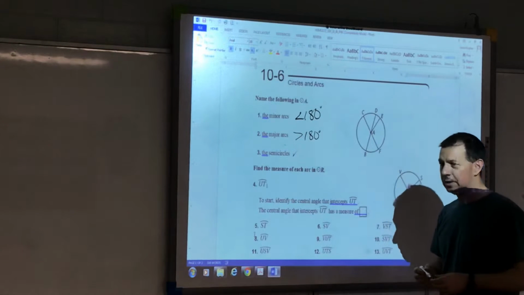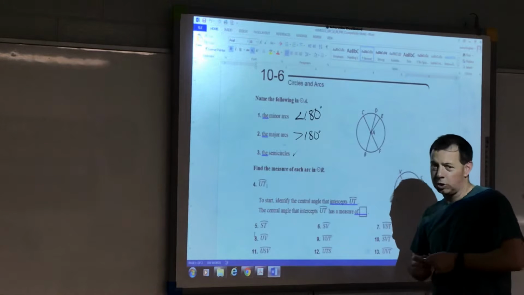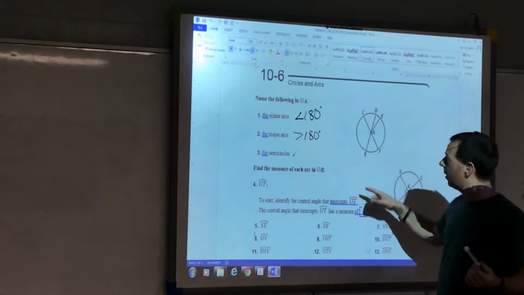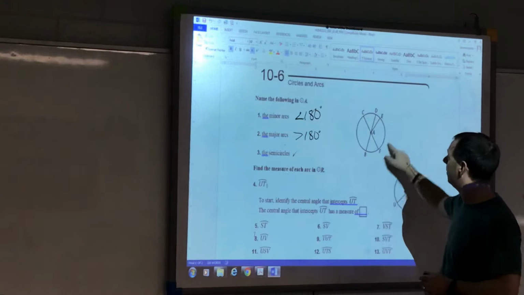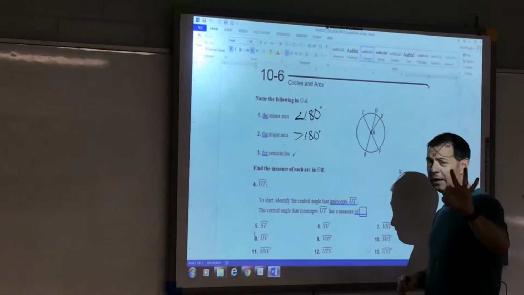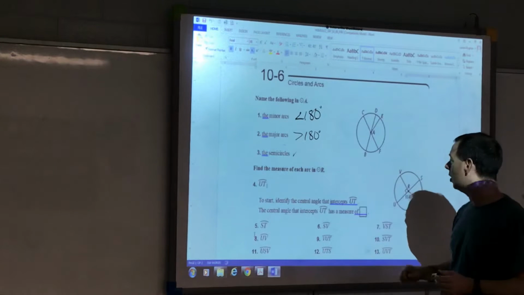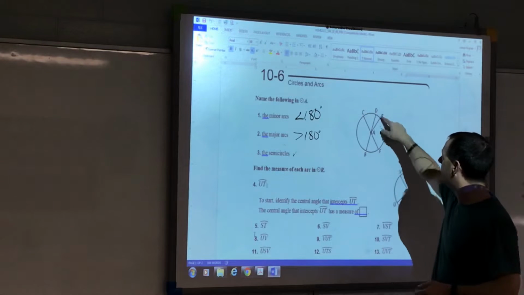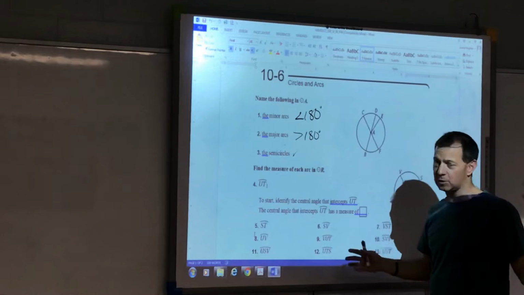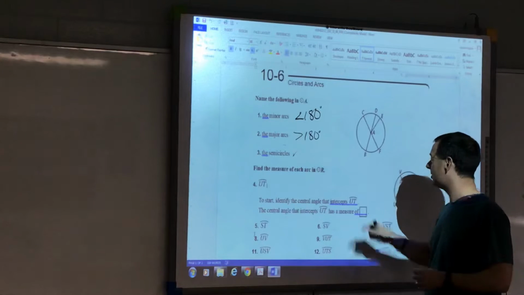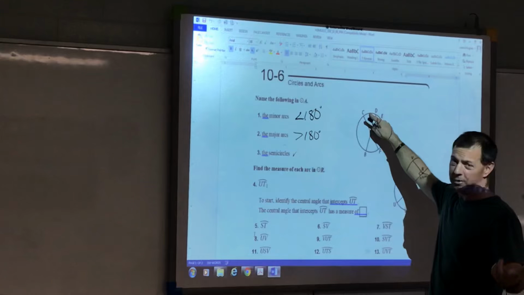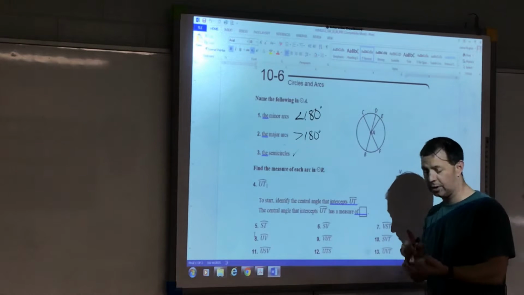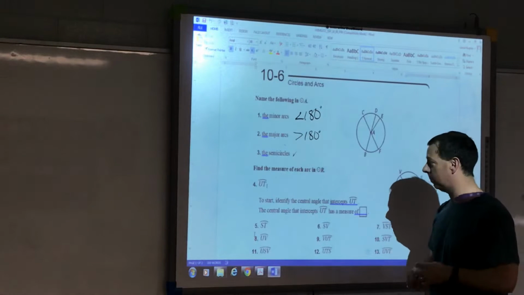Now you can't label a major arc using 2 letters, because if I was talking about BC, would I be talking about BC the minor arc or BC the major arc? So 3 letters are needed to identify a major arc. I would say arc BFC or BEC or BDC, those are all the same major arc, because I start at B, go through any one of the letters, and end at C. So that is the difference between minor arc, major arc, and semicircle.